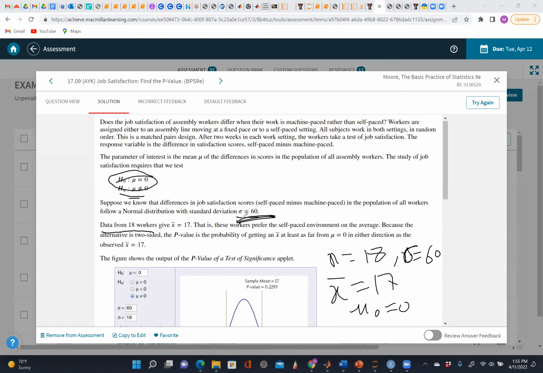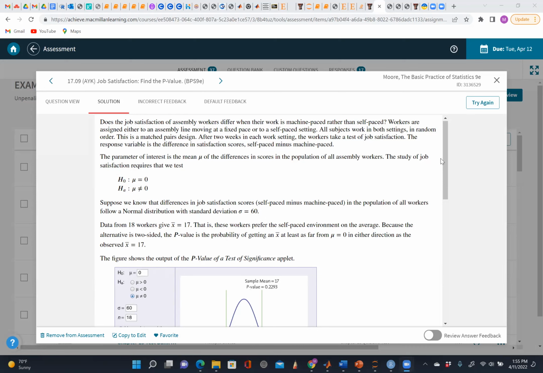Okay, so this is a two-tailed test, so you can use the same applet. You need to plug in 0 for mu because we have 0 here, right? And this is not equal, so that means this is a two-tailed test, so you need to select this one. And sigma is 60, it comes from here. And n is 18, the sample size. And x bar is 17. So you plug in these, and you will get the p-value is 0.2293.